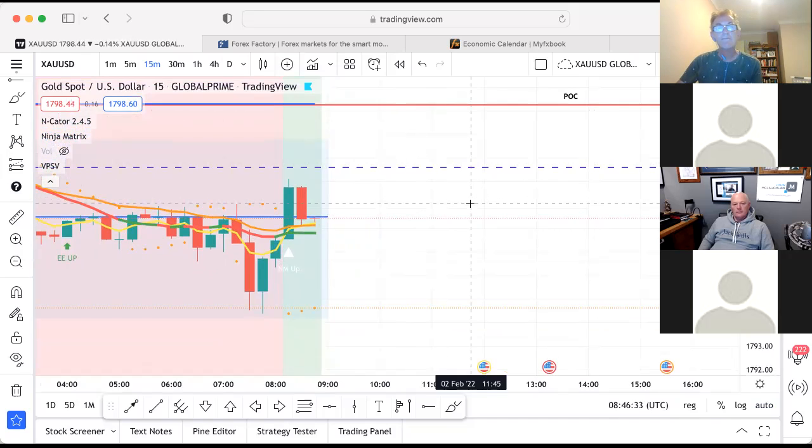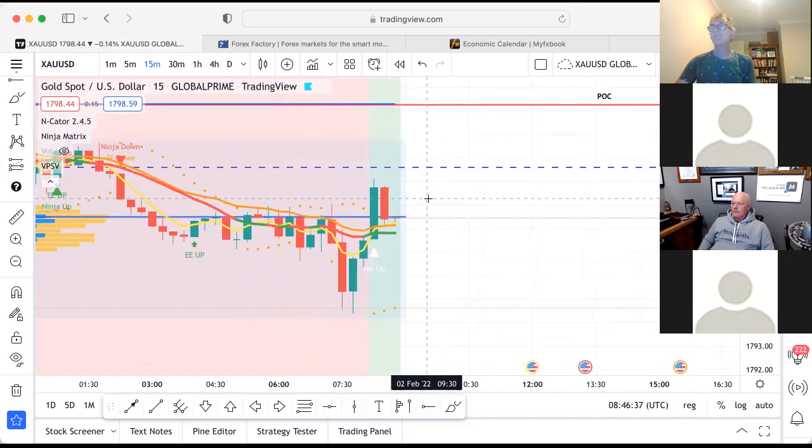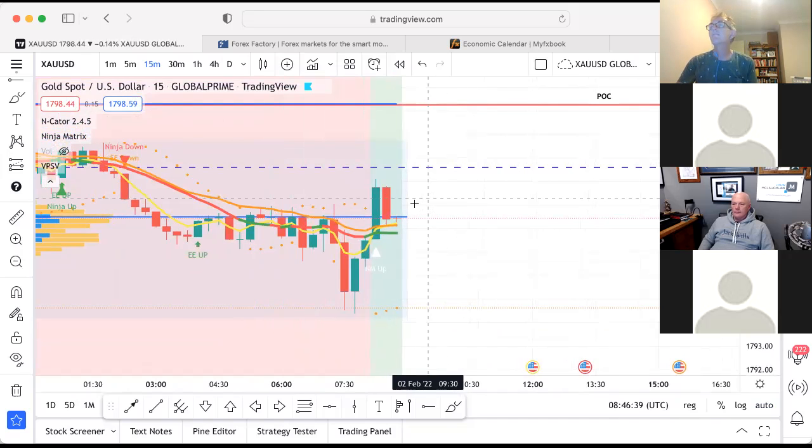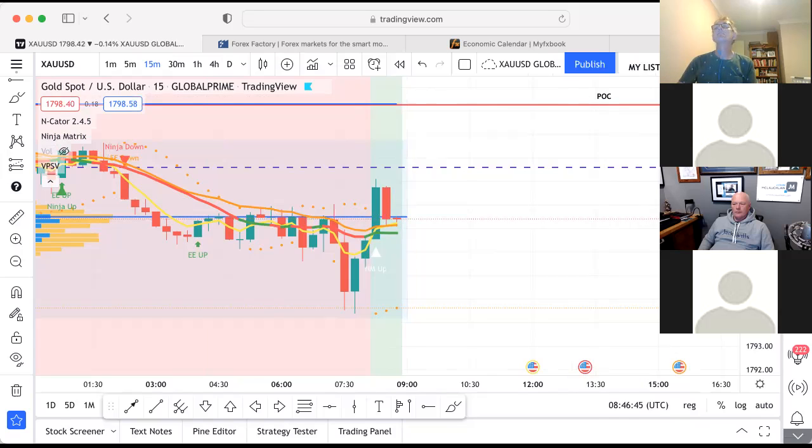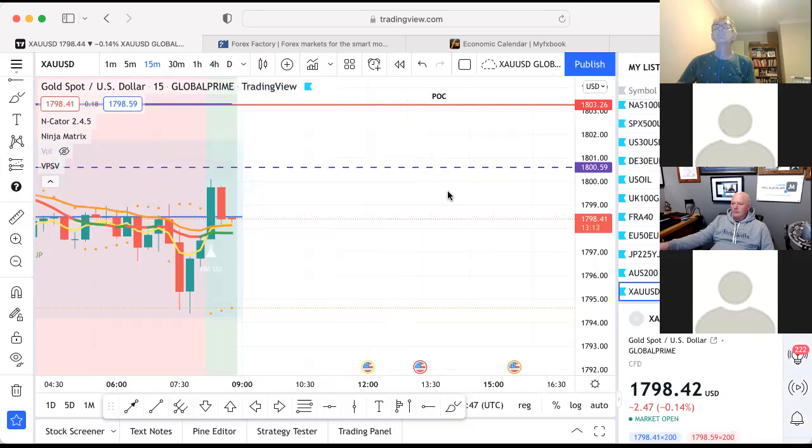What I thought I might do now, rather than just stay looking at gold, is look at a couple of other indices. I'm going to try and broaden out my sessions. I'm mainly going to stick on gold because I only trade gold, but I think it's only fair to other people to look at other indices and just see how this strategy works.